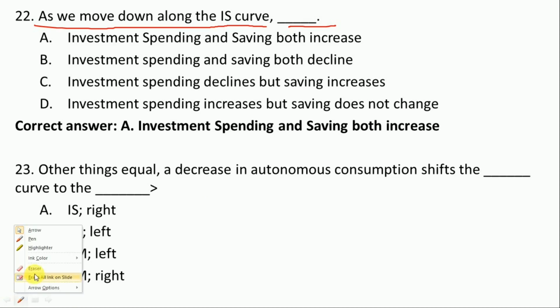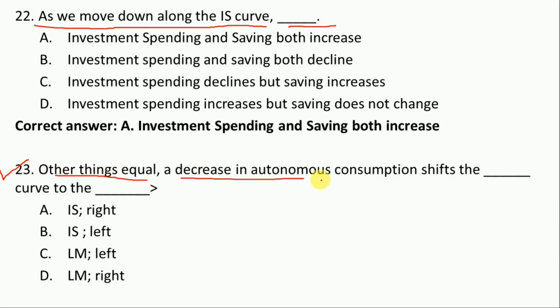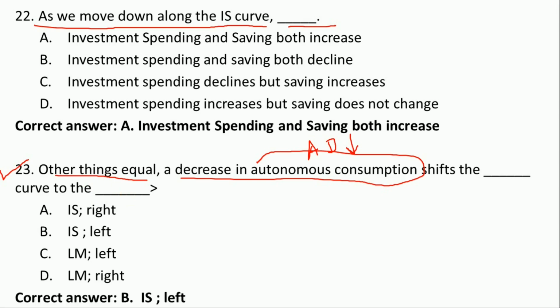Then the next, 23rd question is about, when we consider other things being equal, a decrease in autonomous consumption. कंजम्पशन कम हो रहा है, मतलब हमारा एग्रीगेट डिमांड क्या हो रही है? कम हो रही है. देखो, when there is a decrease in the autonomous consumption, shift the dash dash curve to the dash dash. So the correct answer is B. It means when there is a decrease in the autonomous expenditure, as a result of that aggregate demand will decline, and because of that the IS curve will shift to the left side.